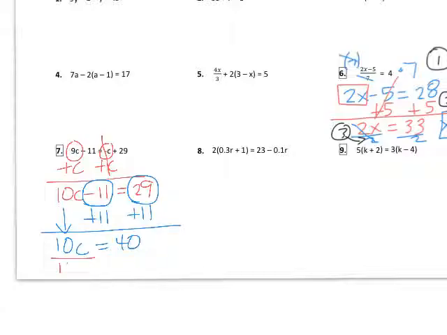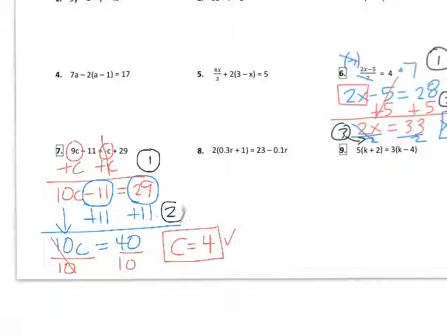Next step, divide both sides by 10. Why am I dividing by 10? Because I want my variable by itself. 10 over 10 is just 1. So now I can see that c is going to be 4 because 40 divided by 10 is 4. Now in this one, I had this step, adding the c to both sides, this step, adding 11 to both sides, and this step where I divided by 10 to come up with my answer. So you may have multiple steps in order to get to your solution.